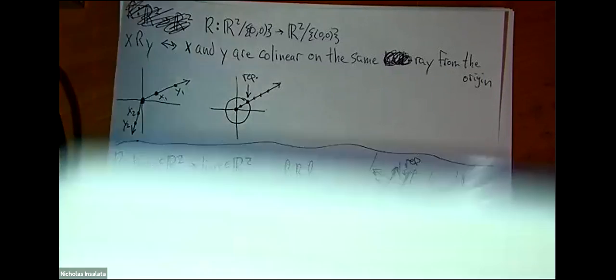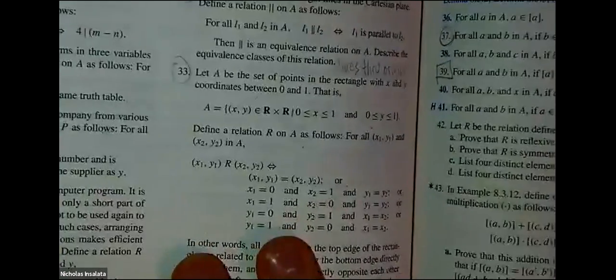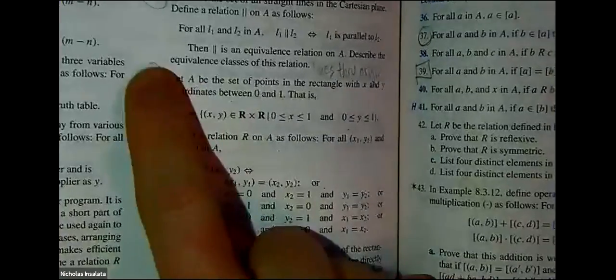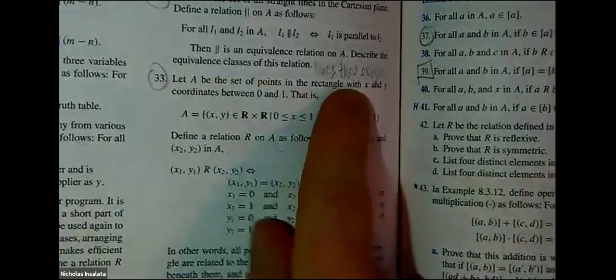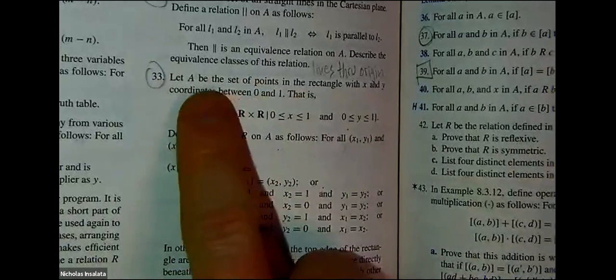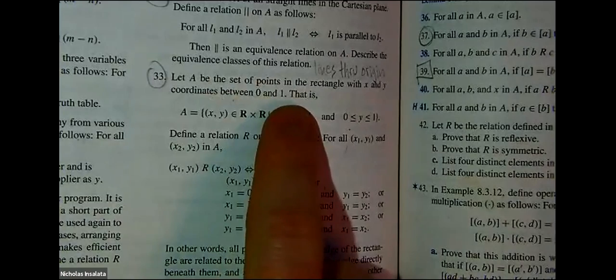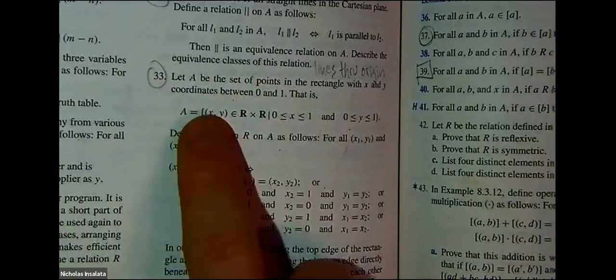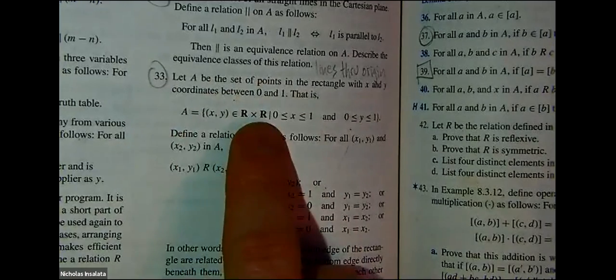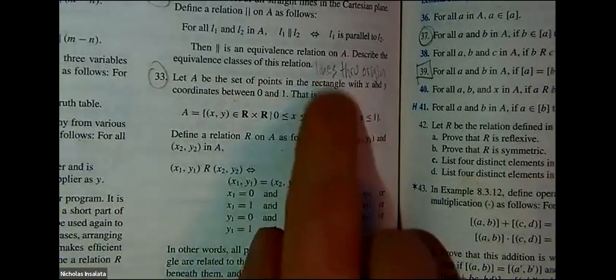So here's the last one that I want to talk about. All right. So A is a set of points in a rectangle with X and Y coordinates between 0 and 1. That is, it's all the points in R2 such that, well, it's actually a square, right?